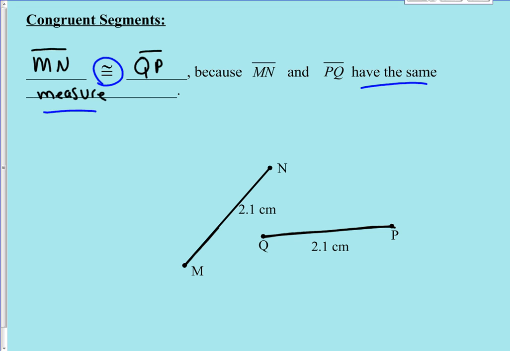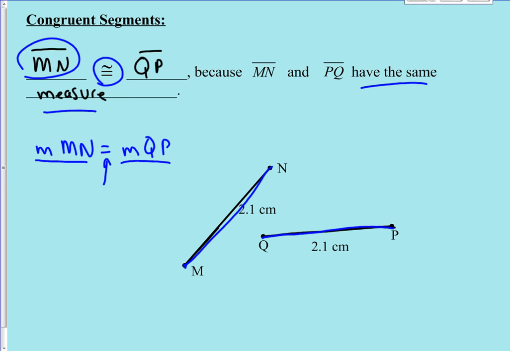Okay, now if I wanted to say equals, I have to say it like this. I have to say the measure of MN, the measure of the distance from M to N, is equal to the measure of Q to P. That's how I have to say it if I want to say it with the equal sign. This says the measurements are equal. This says the segments are congruent. Let me say that again. The measurement from M to N and from Q to P is equal. The segments are congruent.